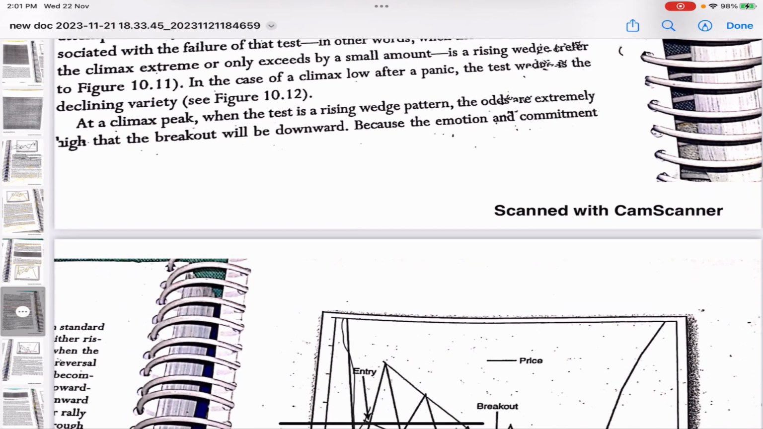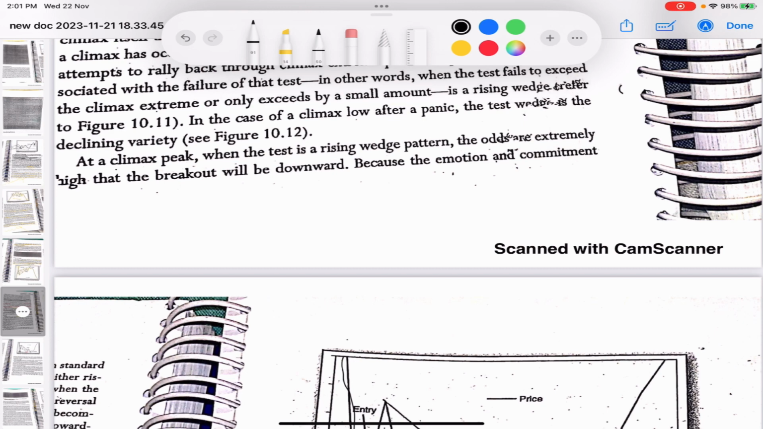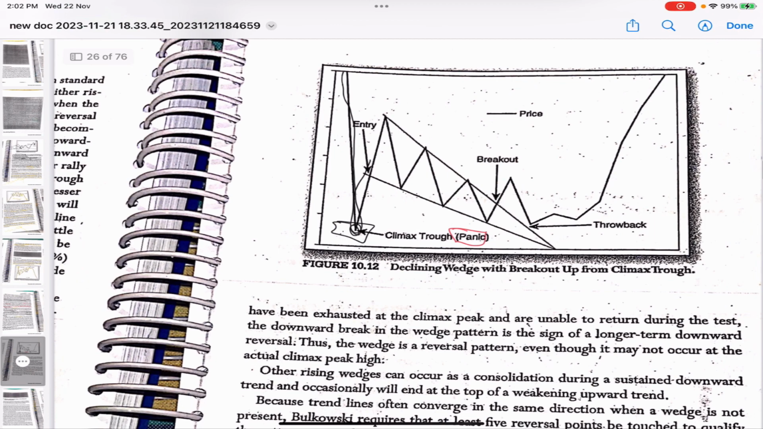Now, when we have a climax low, which means after a panic, that is the trough, that is the downside. So to test the wedge at the declining variety, let's see the figure again to understand it better. So this is the figure of the declining wedge. Keep in mind that the declining wedge and the rising wedge are usually more successful when the breakout happens in the direction away from the direction or the slope of the wedge.